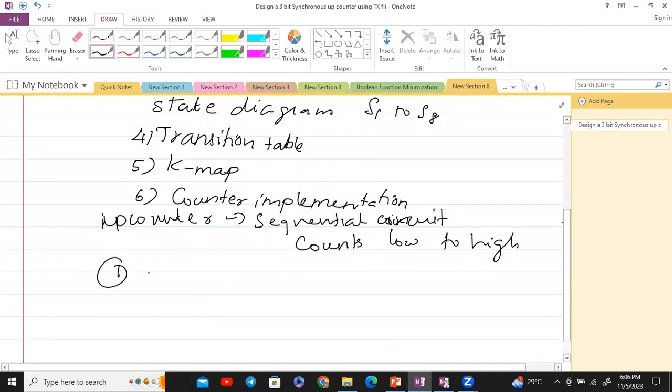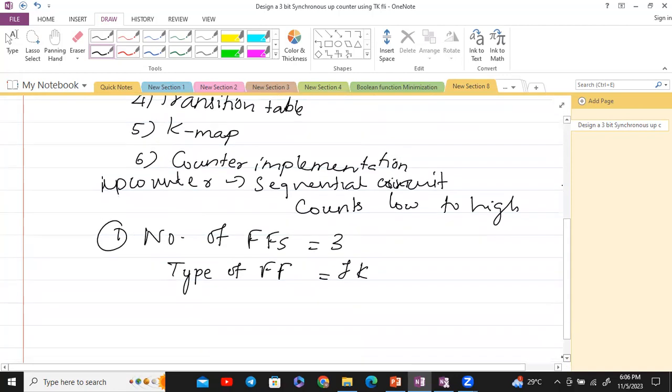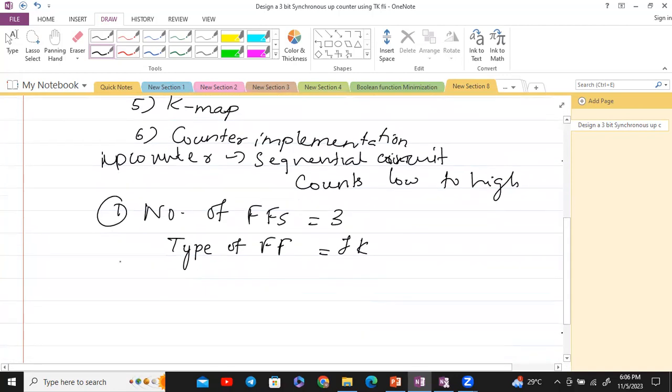So what is the first step? It is the number of flip-flops. As per the formula, it is equal to the number of bits, so it is 3. And what is the type of flip-flop? In the question, it is given as JK flip-flop, so you have to use JK flip-flop. Otherwise, you can go for D flip-flop. Okay. And the second step is to write the excitation table of this JK flip-flop.